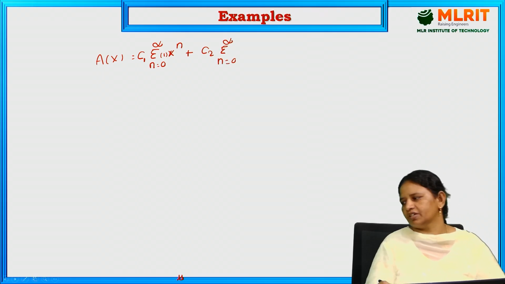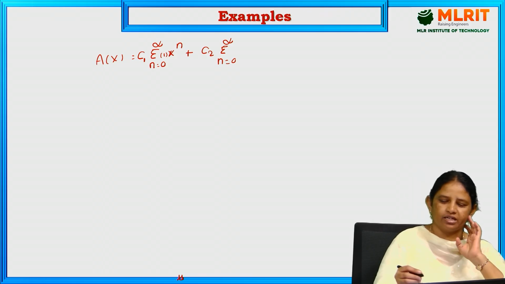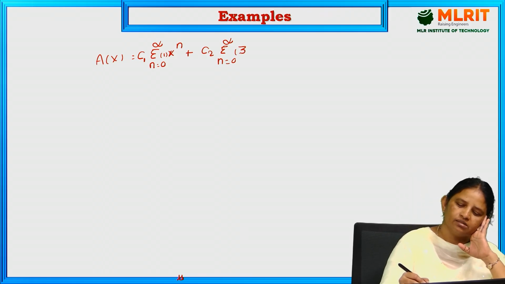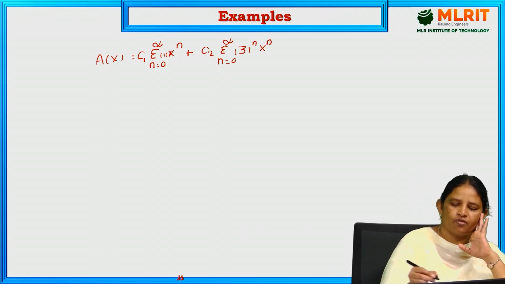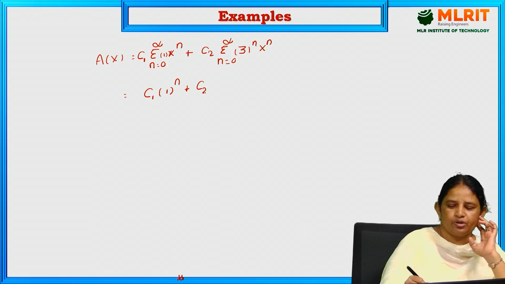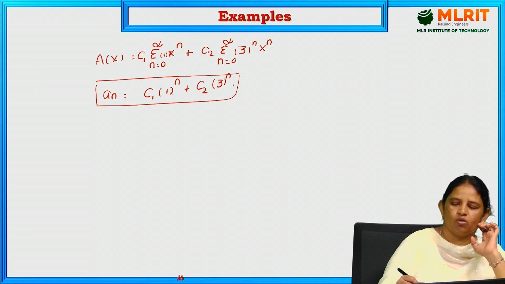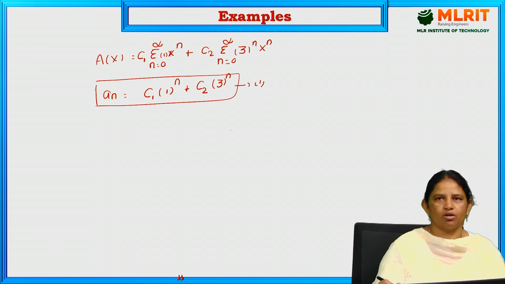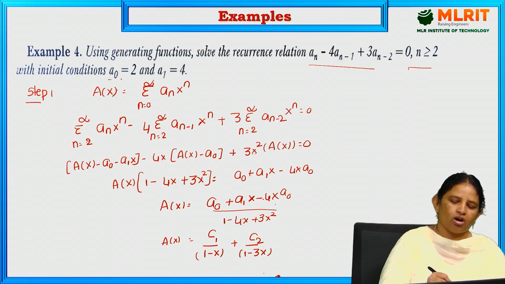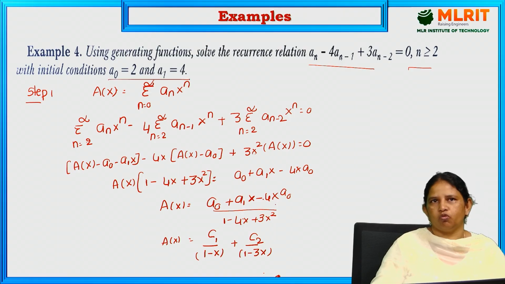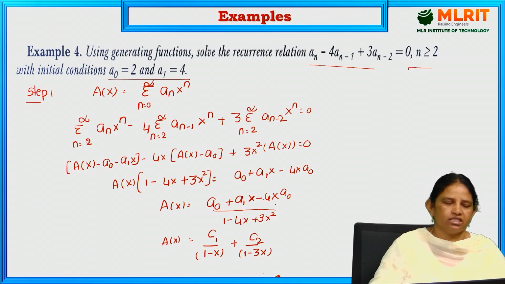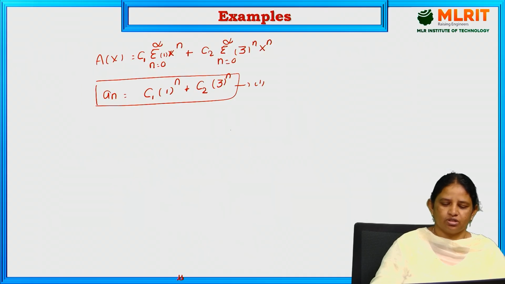The first term is x, the second term is 3x, that is 3 power n x to the power of n. That is c1 into 1 to the power of n plus c2 into 3 power n. That is the recurrence relation solution a n. This is equation number 1. The initial conditions are already given: A0 equal to 2, A1 equal to 4. You need to substitute the initial conditions in the solution of the recurrence relation.